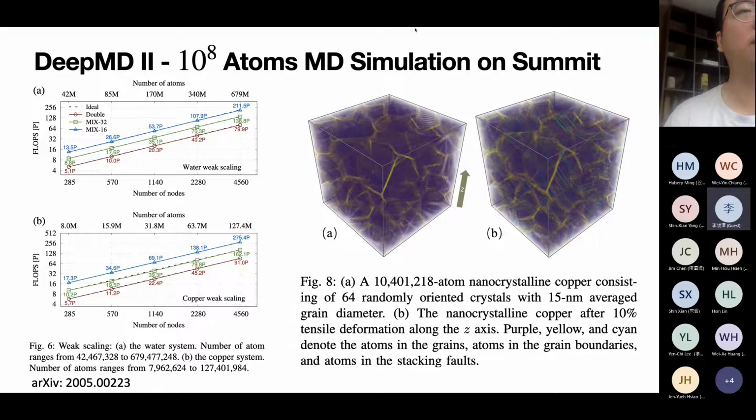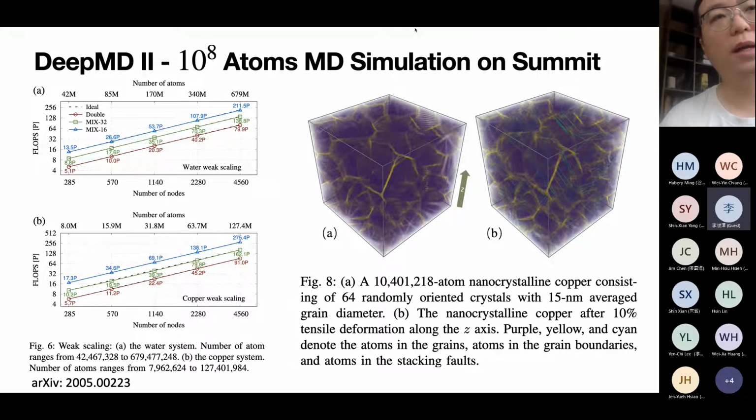The number of flops executed on Summit went from about 5 or 10, depending on the precision they use, double or mixed. So let's just take the green one. They went up from about 8.8 petaflops up to 140 petaflops, and the number of GPU nodes they used went from 285 to 4,560. I think that's a pretty significant accomplishment.